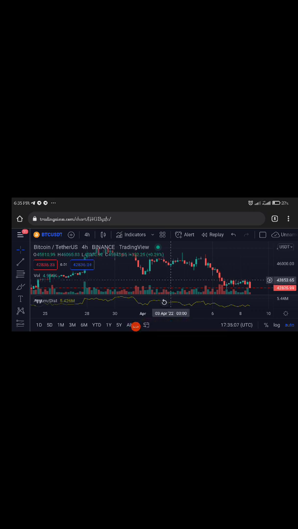The most important thing I actually need you to know is this: resistance. Resistance is where the market starts dumping back. Support is where it starts moving back up. That's a strong place where there are lots of buyers. Resistance is where there are lots of sellers, and the market keeps dropping in price.